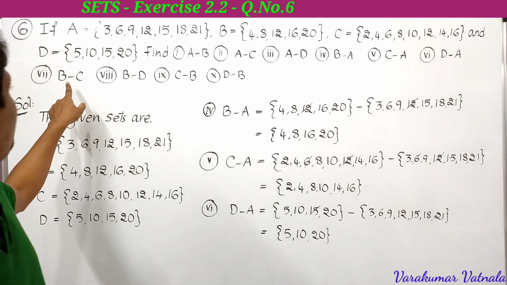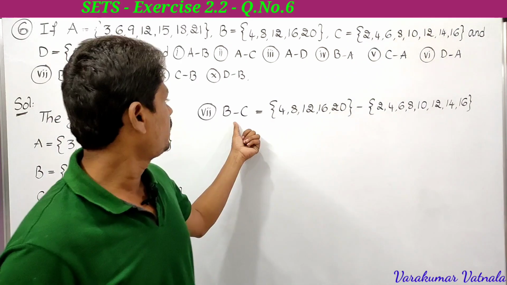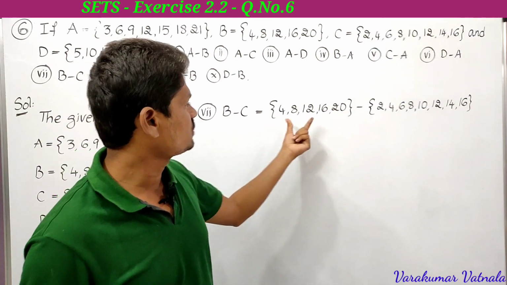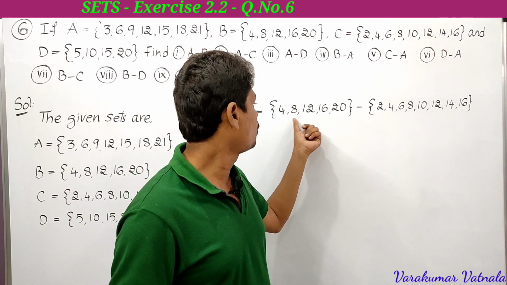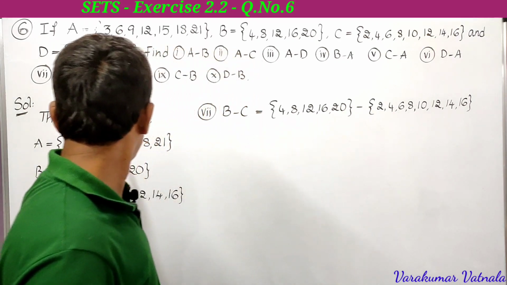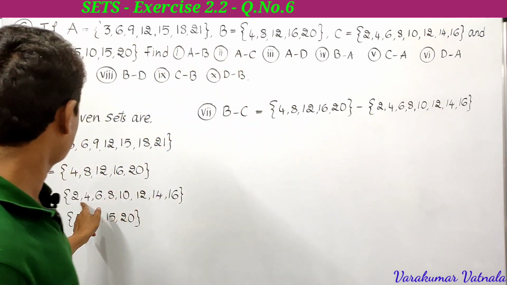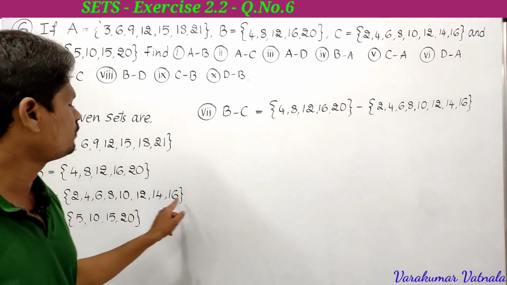So next we have to find B minus C, the seventh one, B minus C. First you have to write set B, 4 8 12 16 20. This is set B minus, next we have to write set C. Set C is 2 4 6 8 10 12 14 16.